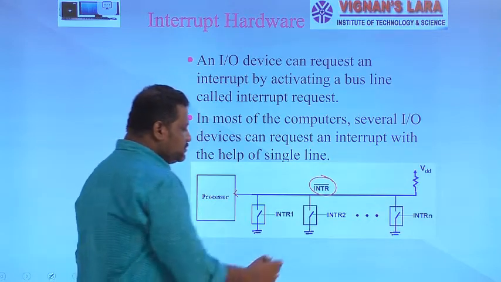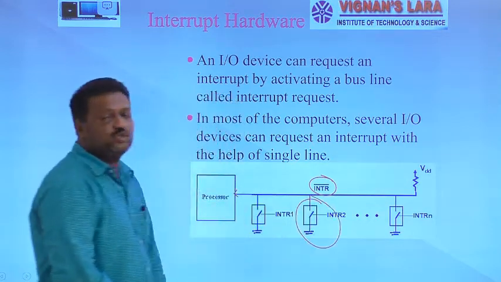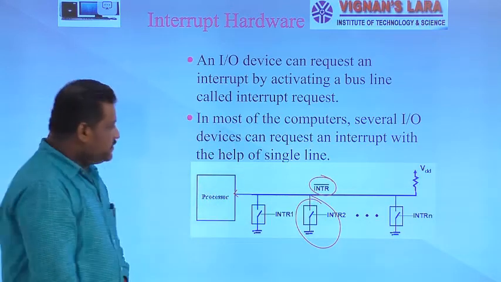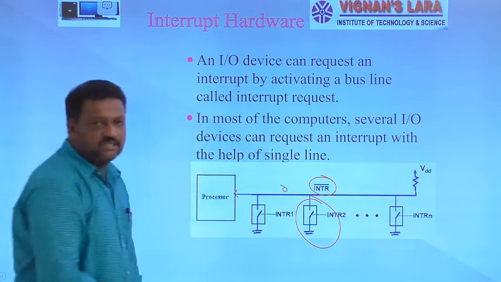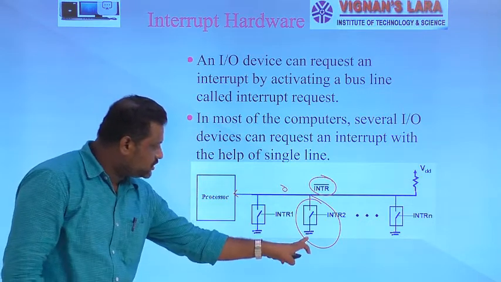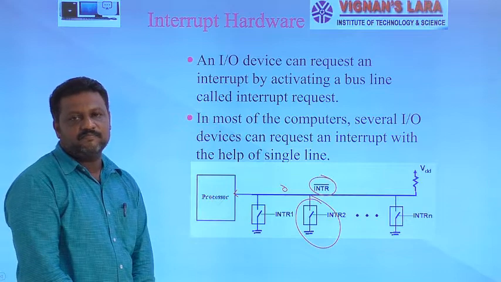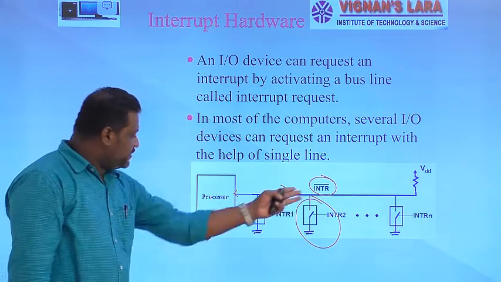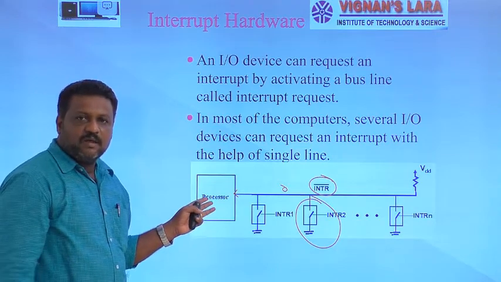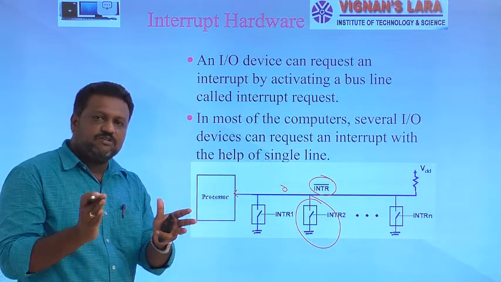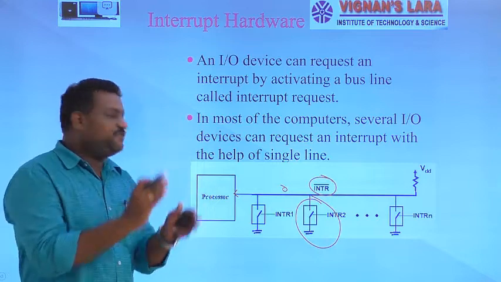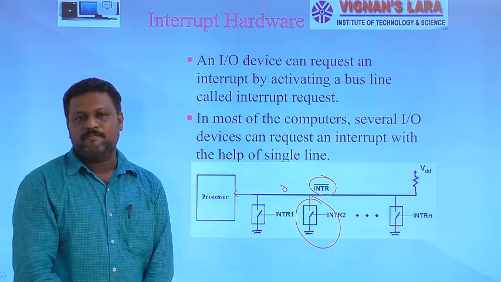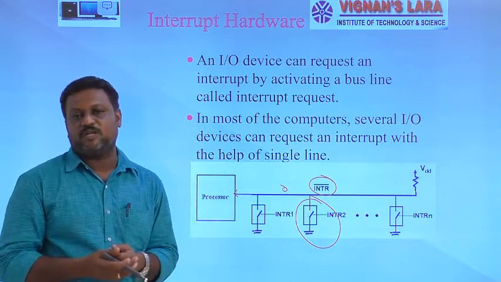If, for example, the device which uses this switch closes it, at that instant the logic level present on this INTR signal is 0, because here the ground was connected. So automatically the logic level 0 is present, and that can be received by your processor. That means at regular time intervals, your processor goes to verify the status on this INTR bar signal. Here INTR means interrupt request.